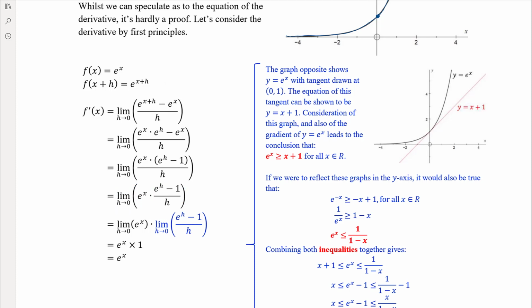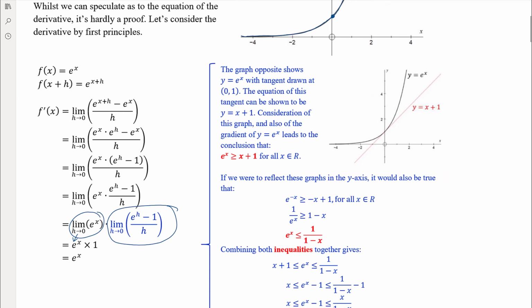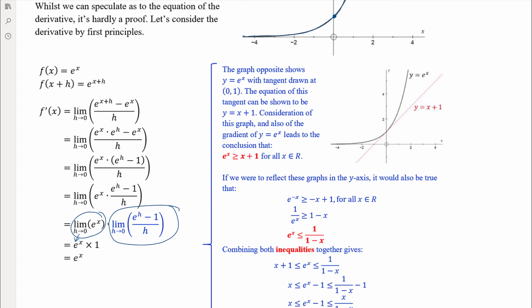Okay, so now the limit of e to the x as h approaches 0: e to the x doesn't have any h's in it, so that's just going to be e to the x, okay? This bit is the more complicated bit, which is addressed over here on the side in blue text. So the graph opposite shows y equals e to the power of x, it's a black line. The tangent is drawn at (0, 1), and it has equation y equals x plus 1.